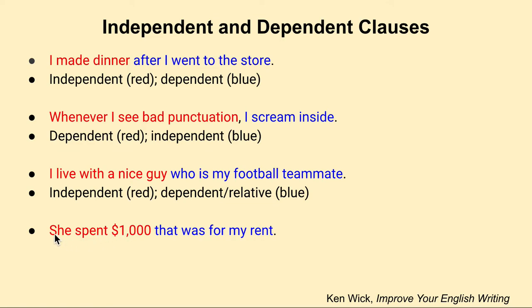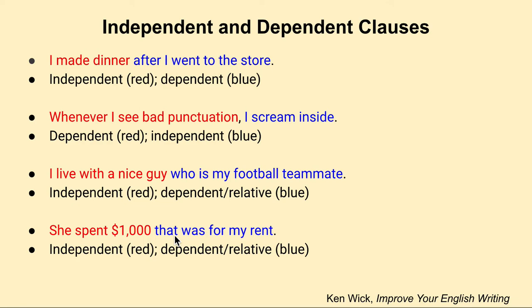The last example is this one. Once again, stop the video. The first one is an independent clause. It does not start with a subordinating conjunction, and the second one is a dependent and technically a relative clause because it starts with a relative pronoun.